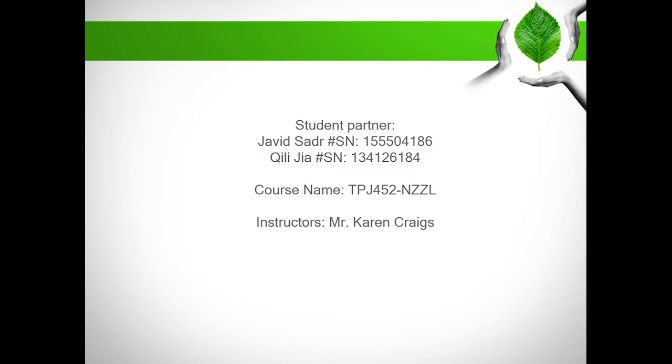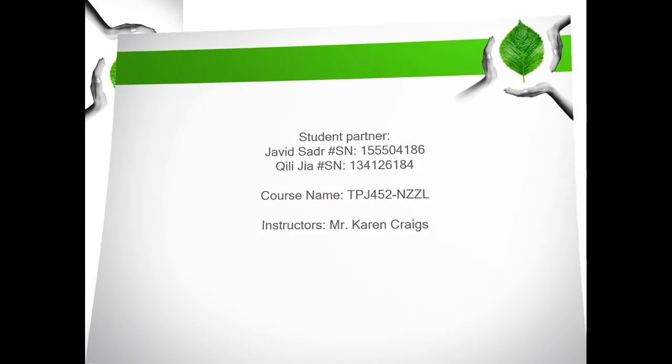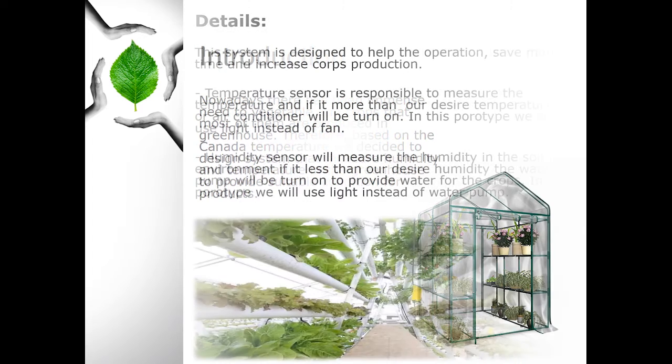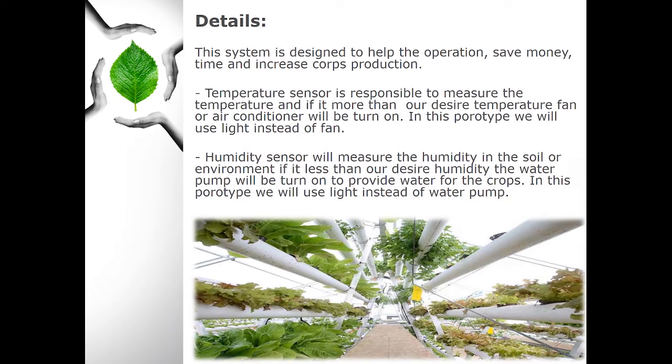Today I'm going to talk about a smart greenhouse. We decided to choose the project because vegetables and crops are in demand in Canada, and most greenhouse buildings are far from the city or not accessible by farmers. So based on the temperature in Canada, we decided to design a system that measures the humidity and temperature of the greenhouse environment and shows the information on the screen. Let's look at the details of how this system helps the farmer to save money and time and have easier operation.